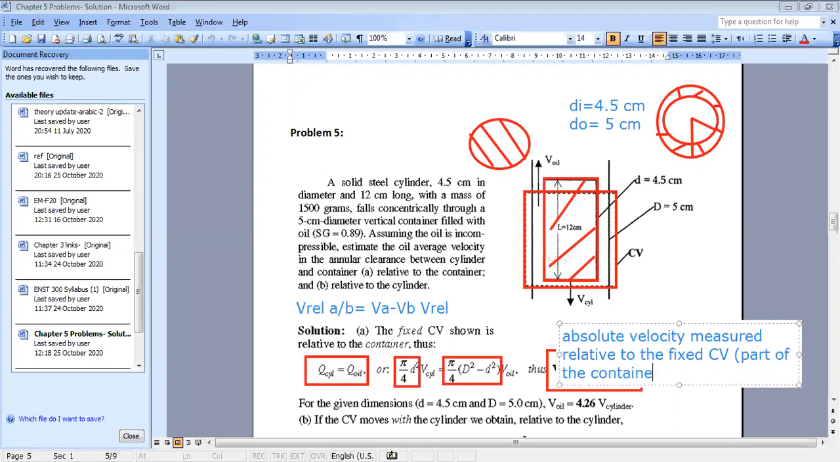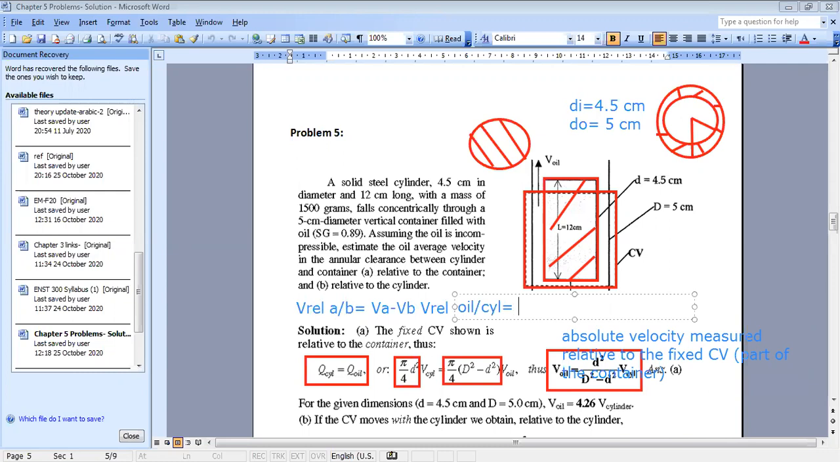Now, since they asked in the second question for the relative velocity with respect to the cylinder, you can apply this formula. If I have two objects in motion, A and B, then the relative velocity of A with respect to B is VA minus VB. So you can say that V relative of oil with respect to the cylinder is equal to V oil.